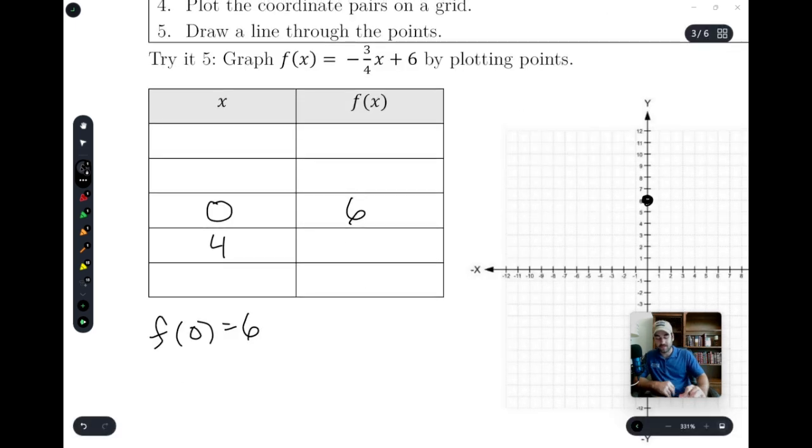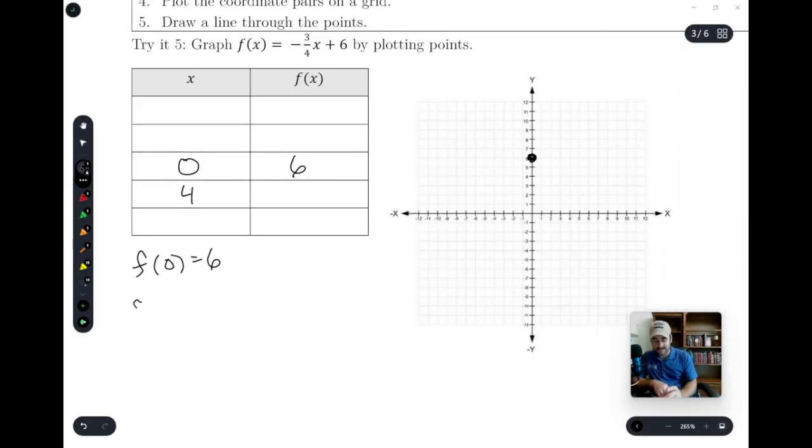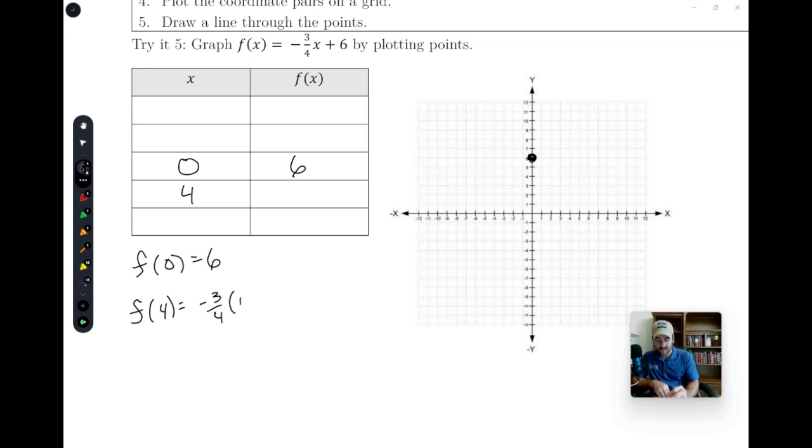I'm going to say, what happens if you plug in 4? I'm going to have to calculate this one. It's not as easy as 0. F of 4 equals negative 3 over 4 times 4 plus 6. You'll notice those 4s do a nice thing where they turn into 1, because 4 over 4 is 1, and you're left with negative 3 plus 6, which is just a positive 3. So you've got the point 4, 3. We'll go over to our graph and we'll plot it. 4, 3, and we have plenty of points to plot our line.